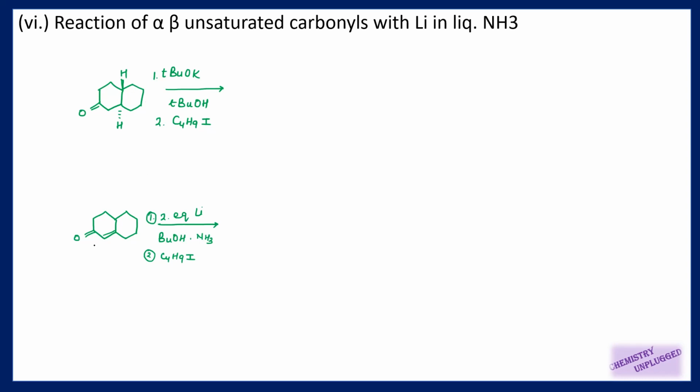In this case I have trans-decalone and here I have an alpha beta unsaturated carbonyl. Here I have one more double bond in between these two carbons. So we will see how we can do specific alkylation using alpha beta unsaturated carbonyl. First I am using this tertiary butoxide in the presence of tertiary butanol, right? So I have to write down the chair form structure of this trans-decalone. This is a bulkier base, right? So it will try to remove a proton from this carbon, so you will get an enolate like this.